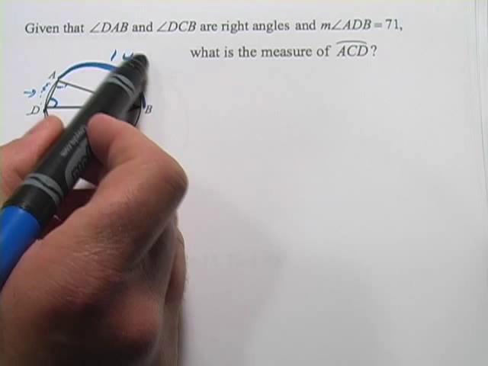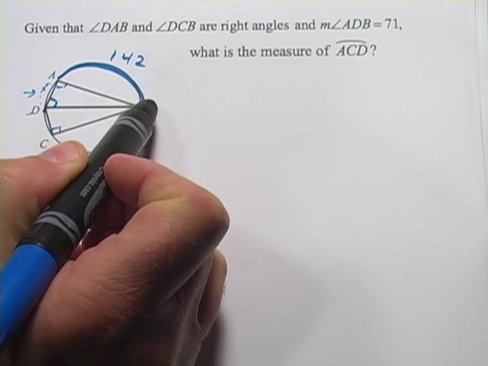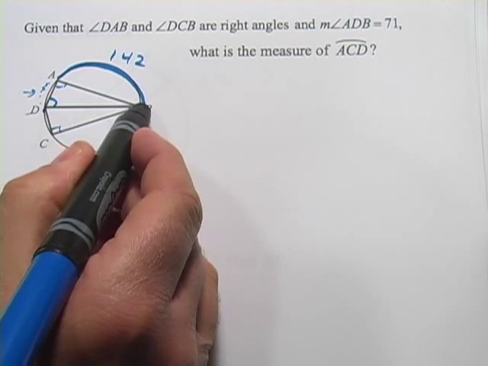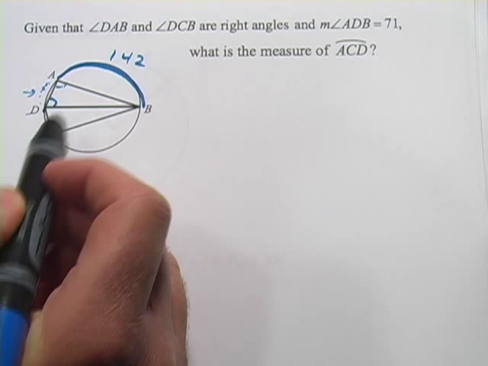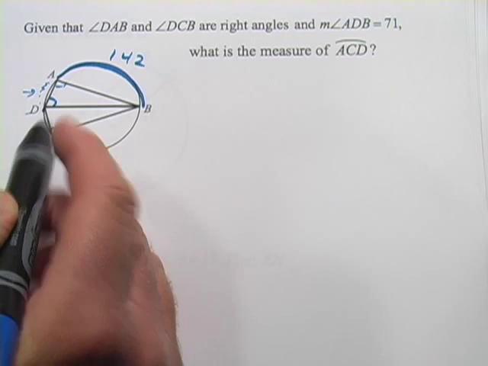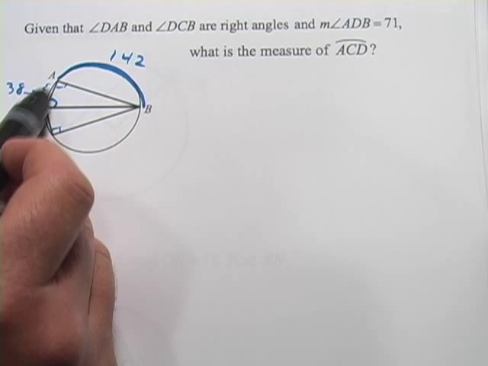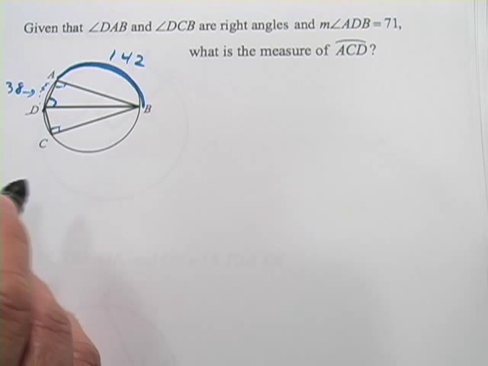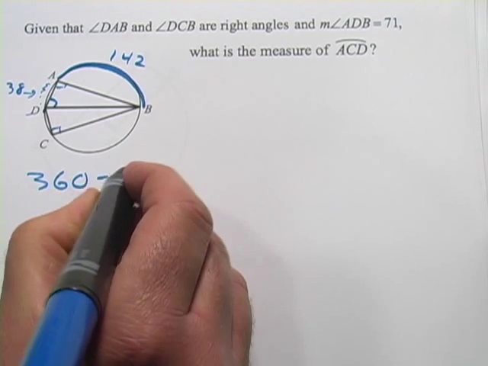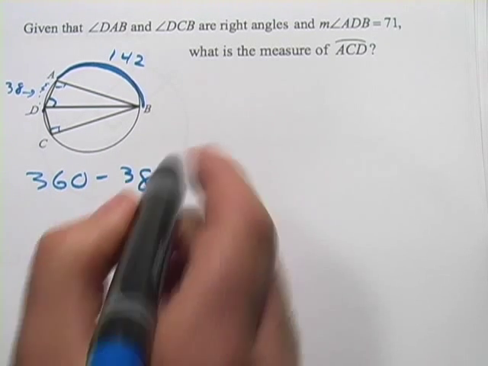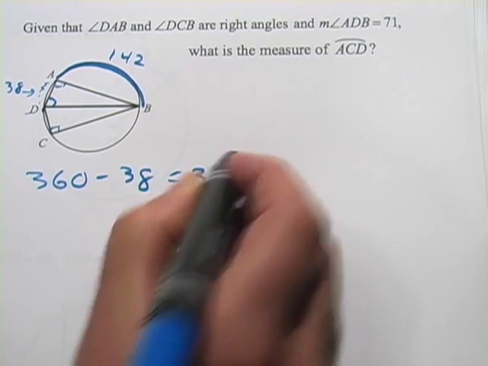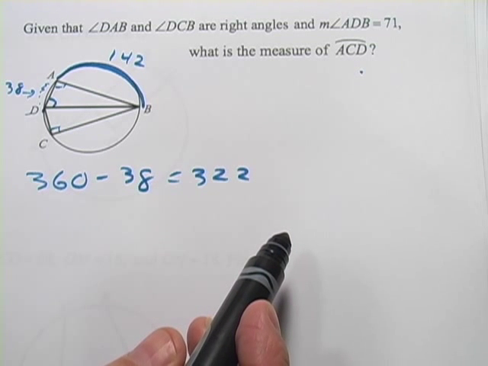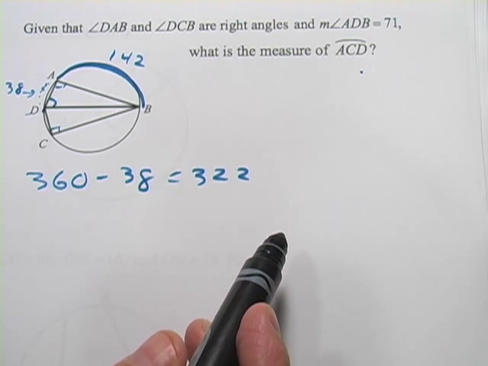Well, I know that this arc from B all the way around to D would be 180 degrees, because I've already determined this is a diameter here. So if we subtract 142 from it, we would get 38. So this little bit of an arc right here is 38. And then since we want everything else other than that, we're just going to have 360 minus 38. And that's going to be 322. And that's the measure of arc ACD. So that's a little bit about chords and intercepted arcs.